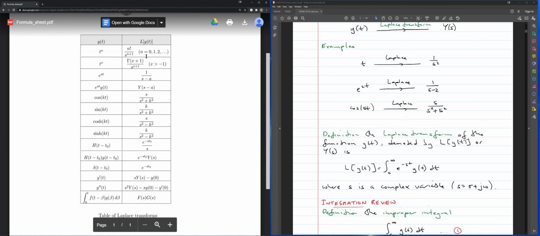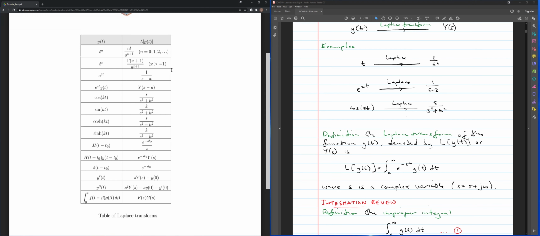This is a formula that holds for n equal to 0, 1, 2, 3, and so on. So if you want to get the Laplace of t, you can put n equal to 1 into this, and you'd get 1 factorial, which is 1, and then s to the power 1 plus 1, which is s to the power 2, which is this s squared over here.